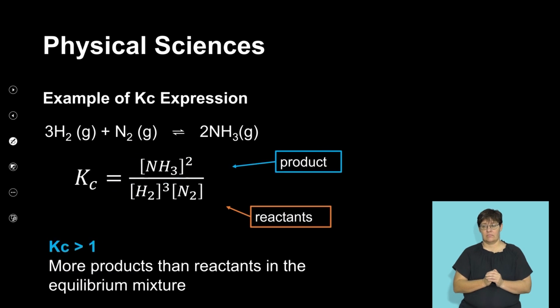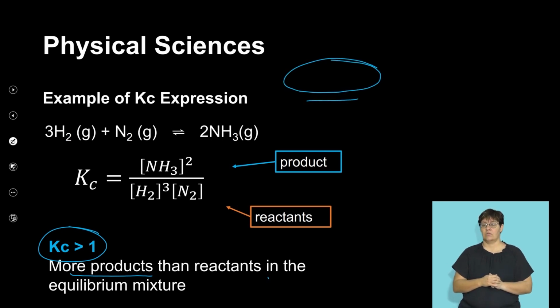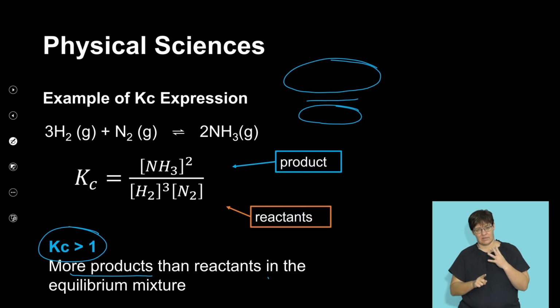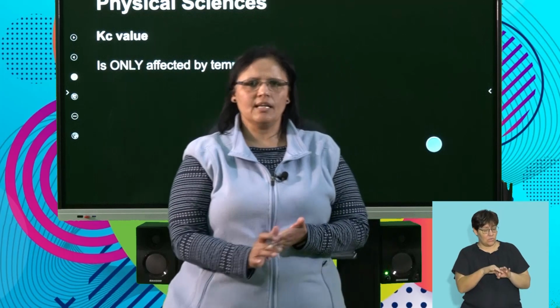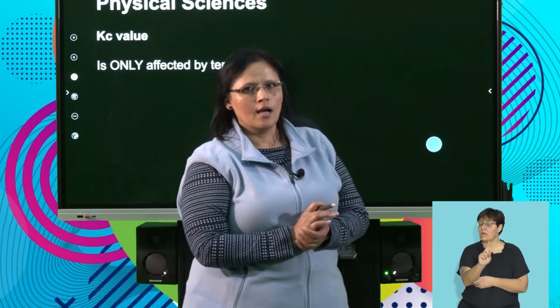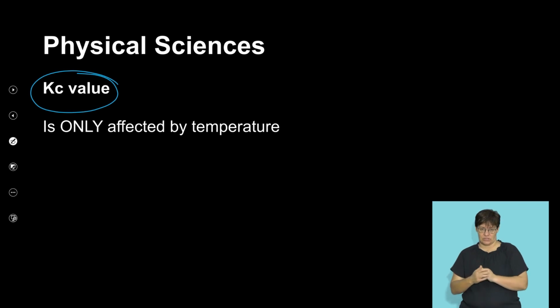When Kc has a value bigger than 1, we know that we have more products than reactants, so we have a big numerator over a small denominator, ending in a number bigger than 1. Then again, I just want to stress that the Kc value is only affected by temperature. Only when temperature changes, our Kc value will change.